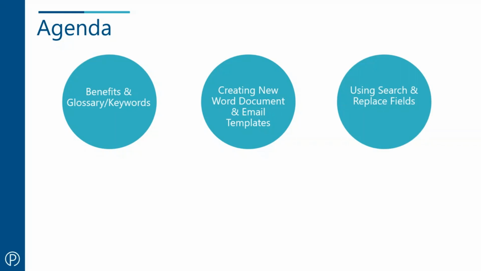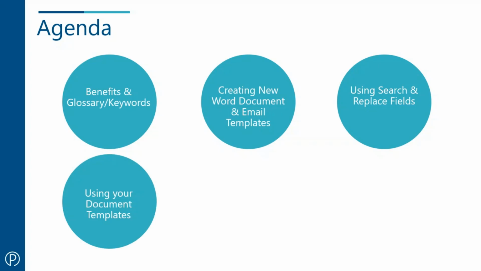Whilst creating both of these types of templates, Word and email, we'll then look at how examples of search and replace fields can be embedded into those templates. We'll show you how search and replace fields can be used, what they're used for, and the benefits. After we've created the templates, we'll then look at how you can use these within the CRM, so how users could send them out to customers, such as quotes, proposals, things like that.